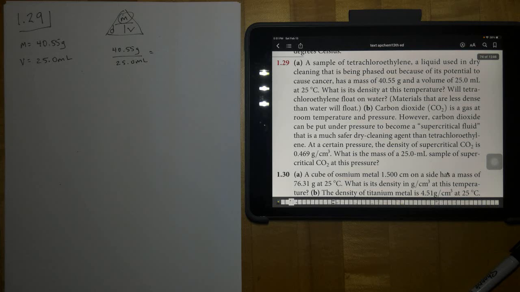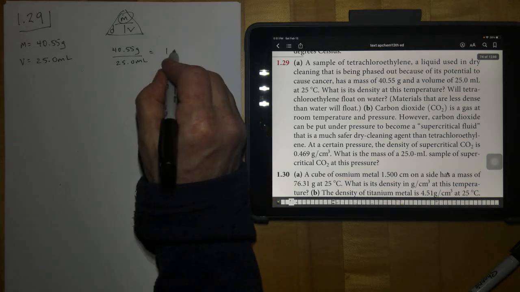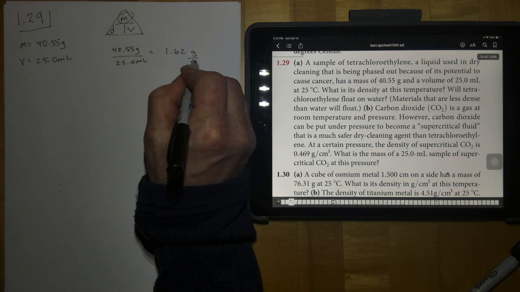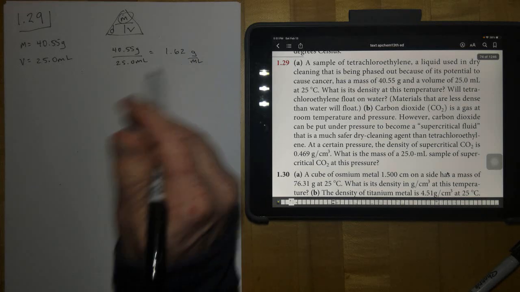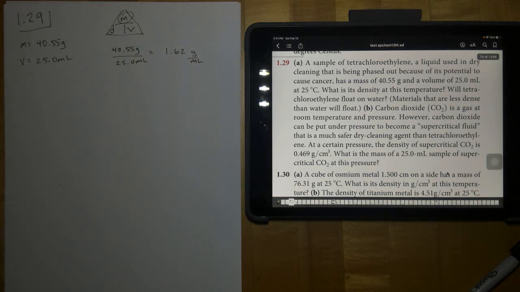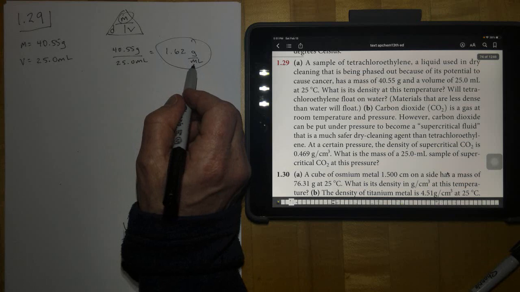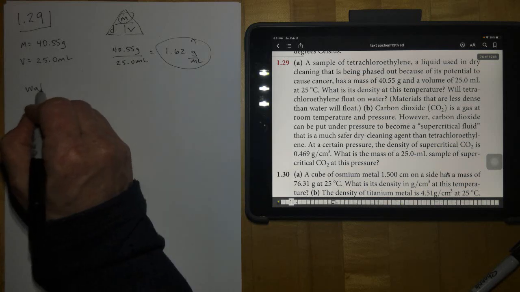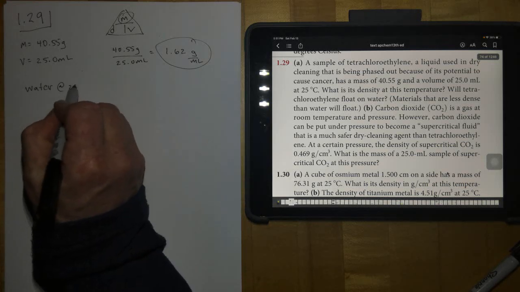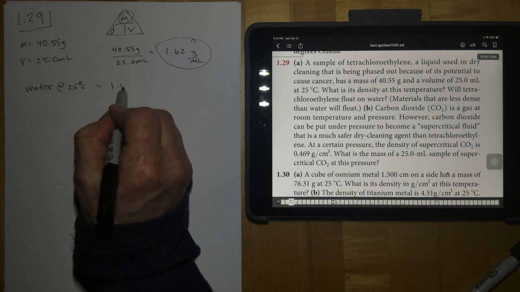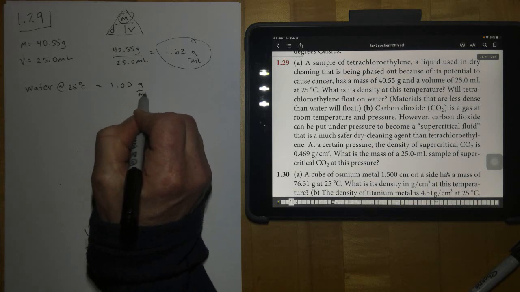1.62 grams per milliliter. And remember, milliliters and cubic centimeters are the same thing and can be used interchangeably. And so this right here is the density of tetrachloroethylene. If you didn't know it, water at 25 degrees Celsius has a density of 1.00 gram per milliliter.